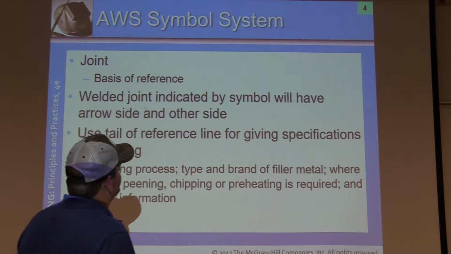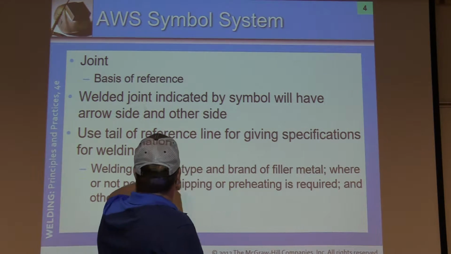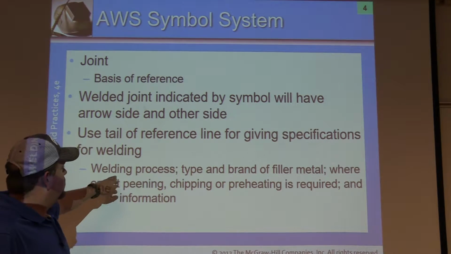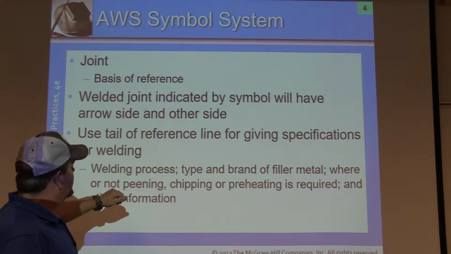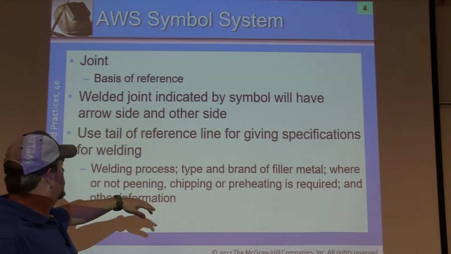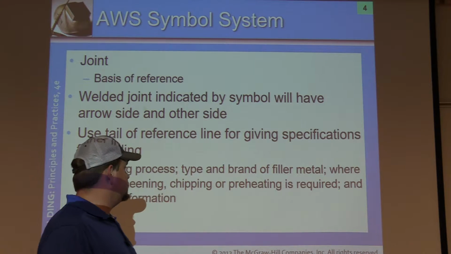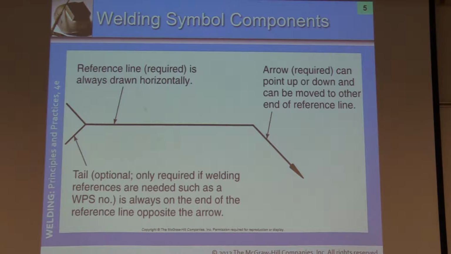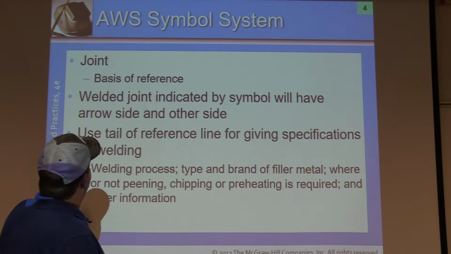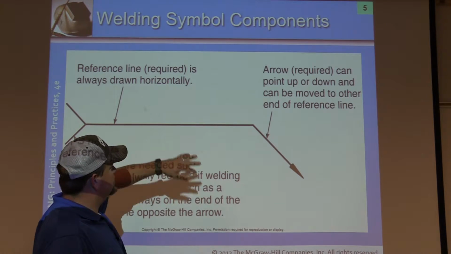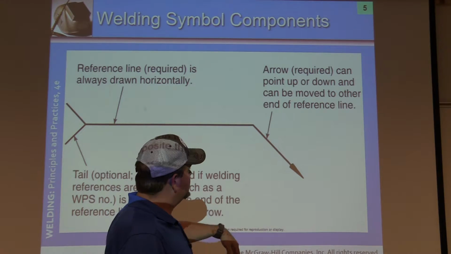The use of the tail with the reference line is for giving specifications for welding. Mainly the welding process, type and brand of filler metal, whether or not preheating or chipping is required, and other information. So real quick, here's the tail. Let me break it down, not just the way it's on the PowerPoint, but the way I typically teach it, okay?